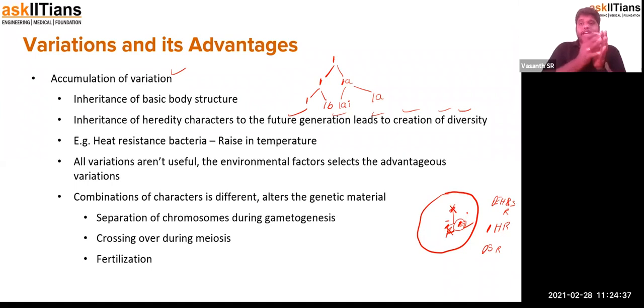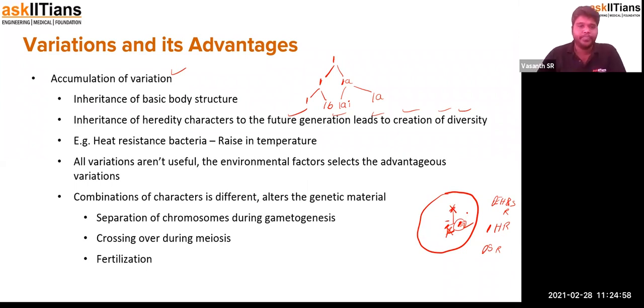So due to this variation that is being accumulated constantly in the body, it ensured the survival of the bacteria and made it advantageous for survival. Okay, this variation is an advantage. This is helpful. And I have told you several times, it is not always that the variations are helpful. Sometimes it could be harmful and sometimes it could be useless also.